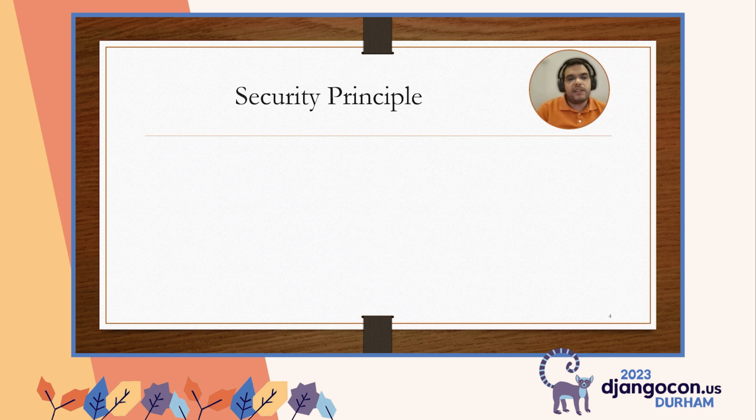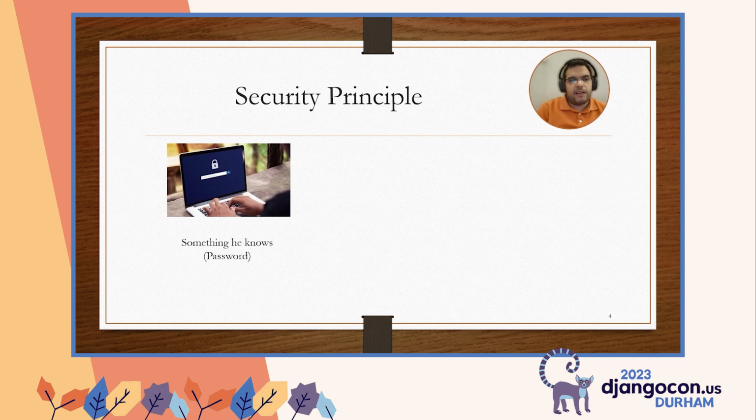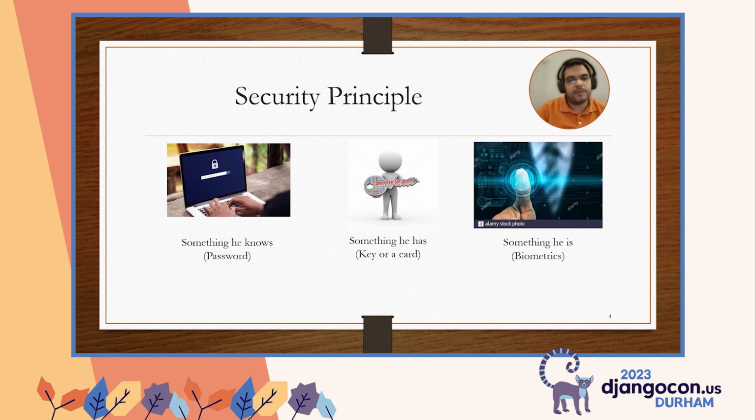So what is the security principle to have a secure web application? In general, the user should be identified by something he knows, like a password, something he has, like a key or a card, and something he is, like a biometric. Most of our websites today depend mainly on the password, as they are easy to implement and they are very common to the users and they know how to act with it.